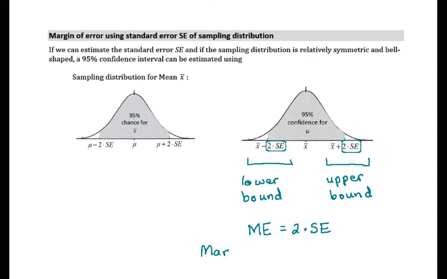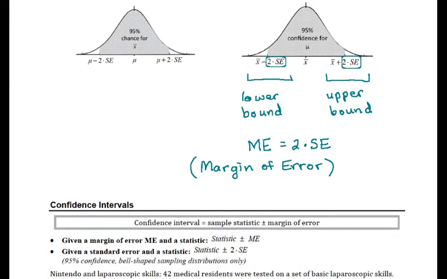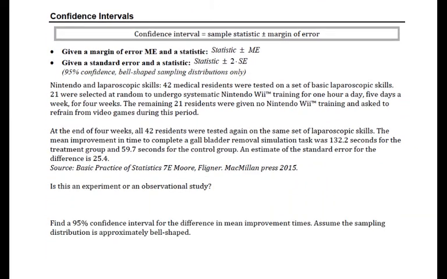So this is a formula for margin of error given these circumstances, the circumstances being a bell-shaped sampling distribution and a 95% confidence interval. So we summarize that here under confidence intervals. We say sometimes we're given a margin of error in a sample statistic. If we're given a margin of error, all we have to do is add and subtract that margin of error to find the upper and lower bounds. If we are not given a margin of error, that's when we use this formula.